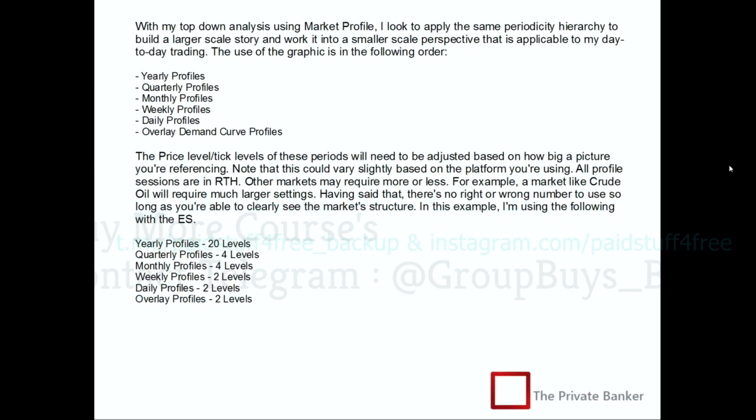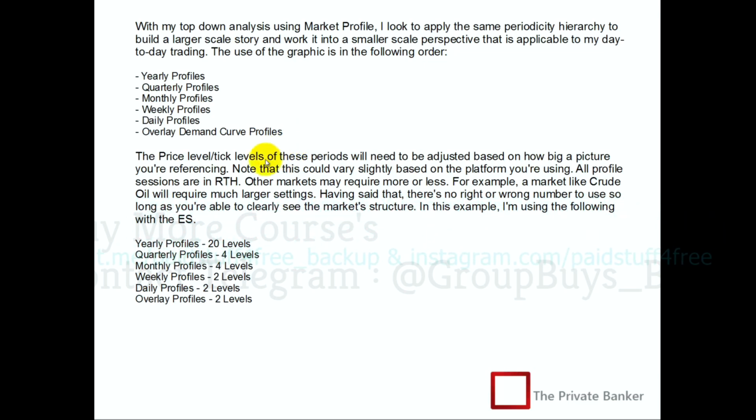So again, with my top-down analysis using market profile, I apply the same periodicity hierarchy that I do with everything else. So I start with using the yearly profiles, the quarterly profiles, monthly profiles, weekly profiles, and I do look at the daily profiles in this sense. And of course, I use the overlay demand curve profiles. Really what I refer to these as more or less just composites that are not time filter based. They're more or less dynamic based upon market structure, and I'll go into that later.